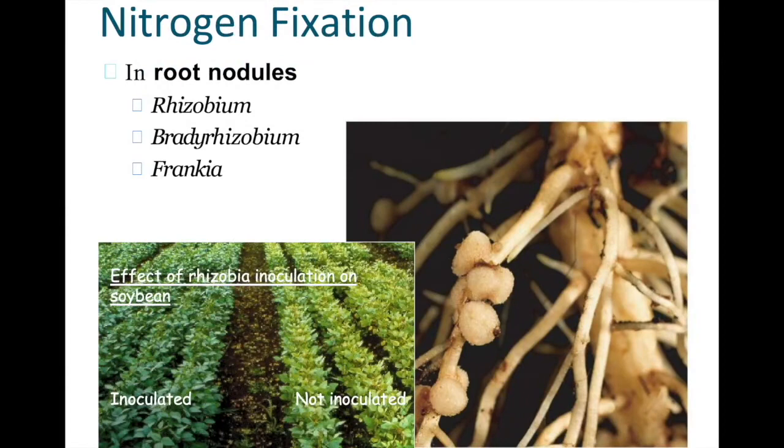So let's move on with the symbiotic nitrogen fixation. You will see in this particular slide that there is an impact of rhizobia inoculation on soybean. So if there is inoculation, you will see that plants will grow taller. I don't think it's visible, but it's kind of greener in here, healthier in other words.